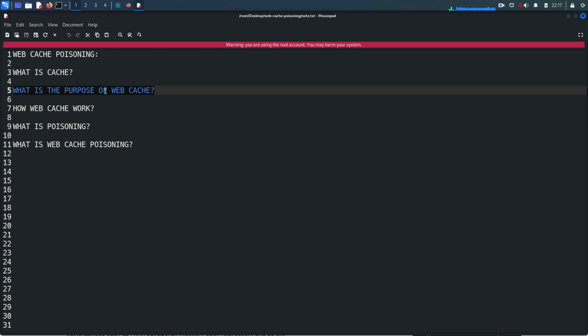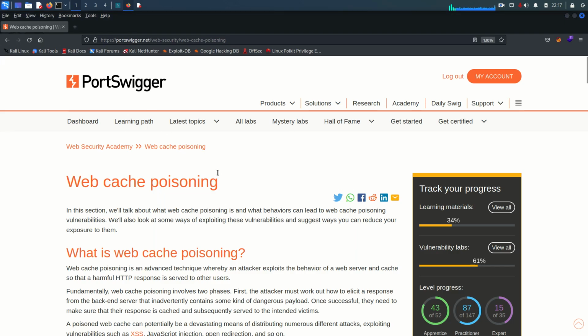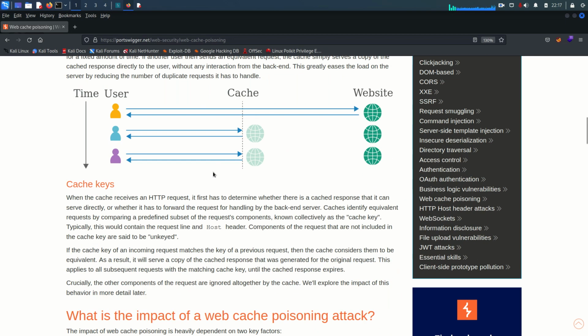Why do we need web cache, or why do we need cache? I think we understand this better by this picture. Suppose this is a website, this is your web server or website server. Just do not consider the cache. Suppose there is no cache. This is just a web server and these are the end users.